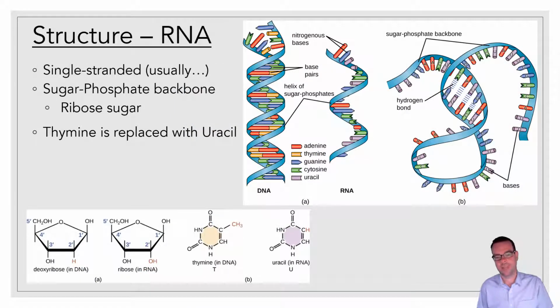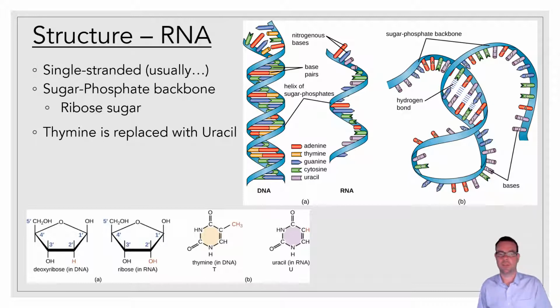Structure of RNA is slightly different than DNA. So RNA typically is single-stranded. I say typically because there are exceptions. For example, the coronavirus actually has double-stranded RNA. So does HIV. The sugar phosphate backbone is basically the same, except the sugar is different.